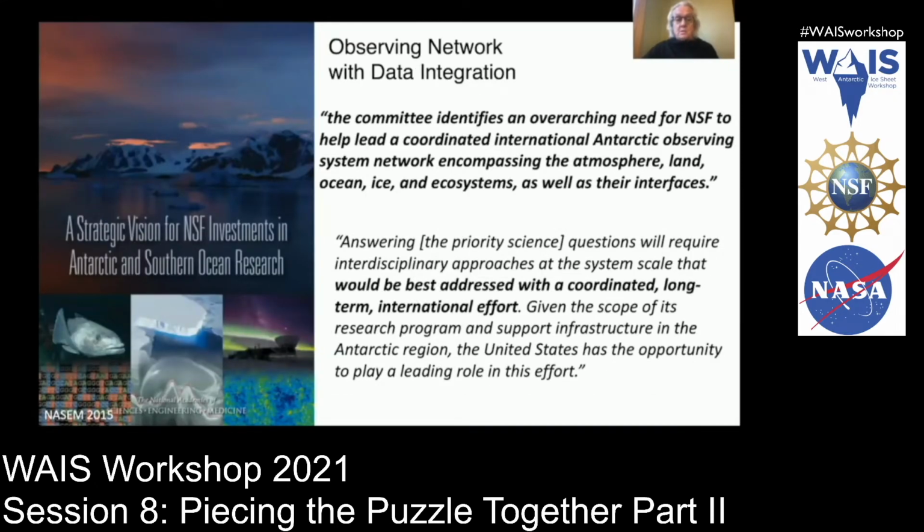In 2015, the National Academy published a strategic vision document that isolated a more limited set of priority science from the broad spectrum identified in 2011. One of their recommendations was to lead a coordinated international Antarctic observing system network, and they also suggested that this should be done through a coordinated long-term international effort.